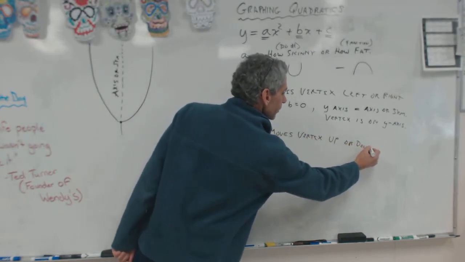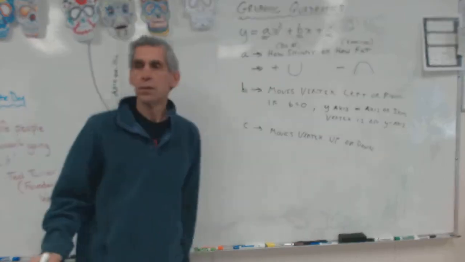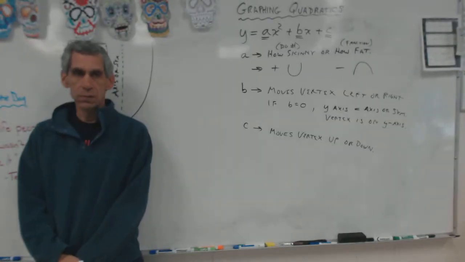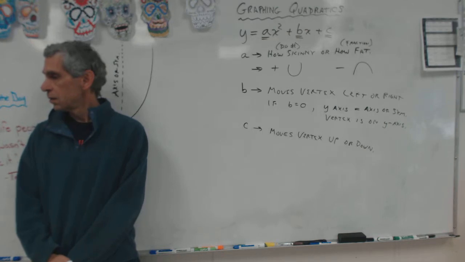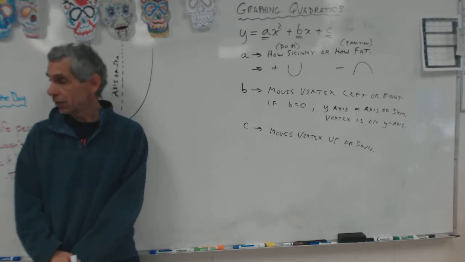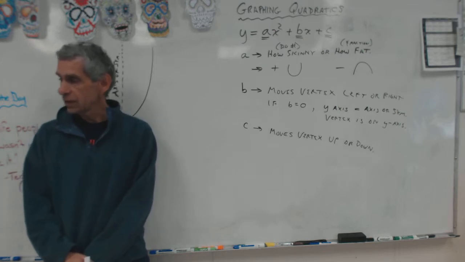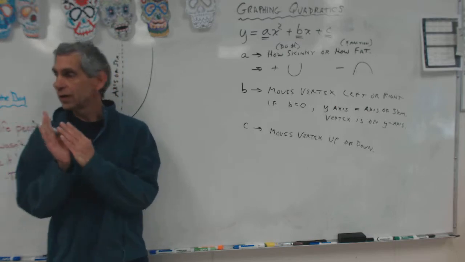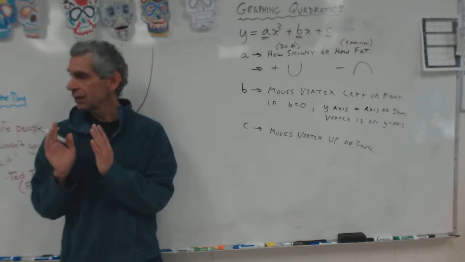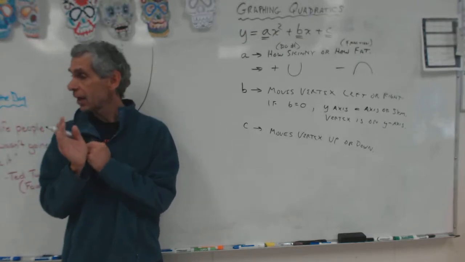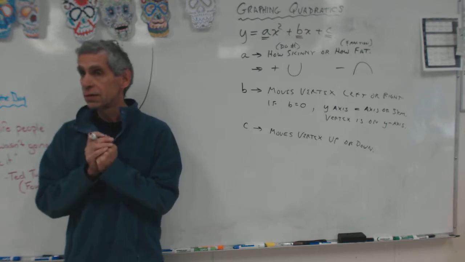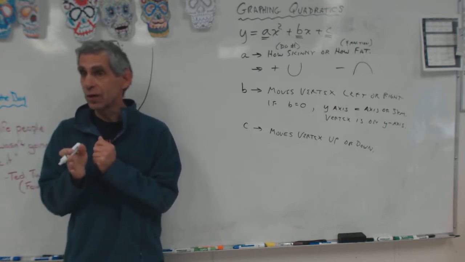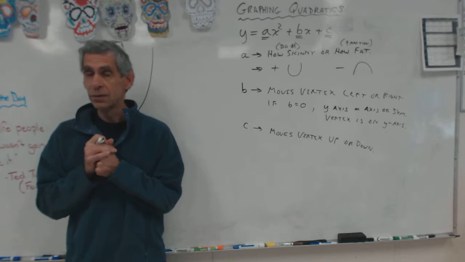All right, what else does the C tell you? Well, technically, if there's a B, the C doesn't tell you where the vertex is, because the B is moving it away. If B was 0, then yes, it would tell you where the vertex is, because wherever it is, it would be where it crosses the y-axis.